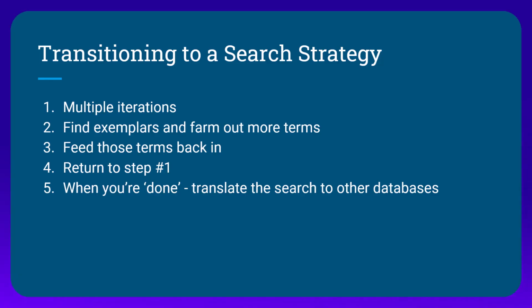You would want to go through multiple iterations of this process. Identify exemplar articles, farm out more terms, feed those terms back into your search, and run again, find more exemplars, etc. It's hard to know when you're done with this process, but I would say a good indication would be if you are going through exemplars and just not finding any new synonyms or related terms.